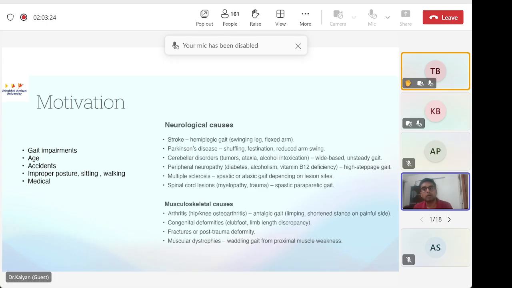So what are those medical or biological reasons, from the body? Neurological causes are one. There are a huge number of neurology-based reasons which affect gait. One is stroke. They call it hemiplegic gait. The symptoms are a swinging leg and a flexed arm. I can share some videos later.